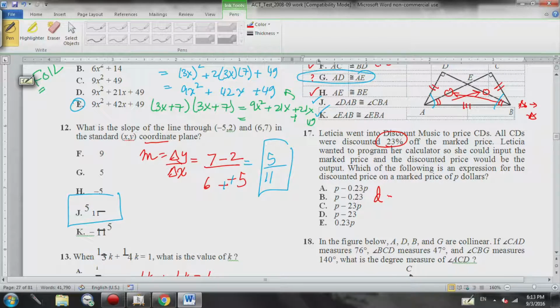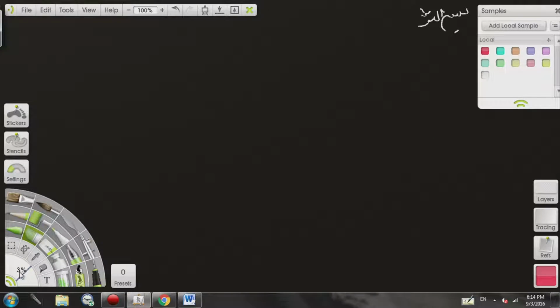So the discounted price is going to be, well, if something is 20% off, you take the price of the stuff and you subtract 23% of it. That's easy as that. That's how you get a discount. I mean, if you go to Target or Walmart, you should know how to figure a discounted price. 20% off means you take the 20% of the original price and subtract it from the original price. So that, I think, is A. But let me elaborate on this because it's so important.